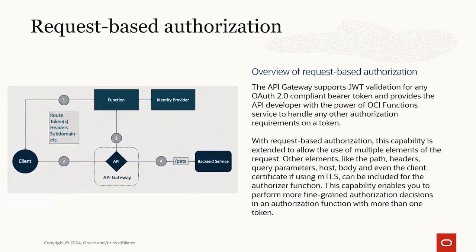Request-based. So we can take into account the route, the tokens, the header, the subdomain. This typically uses something like JSON Web Tokens, JWT, and it's designed around OAuth 2.0 standards. So this might be a situation where user A has access to /pets, /groceries, /travel, if you will, and then user B might only have access to /pets. We've been able to define basically at the user or the role level what backend resources they're able to access.